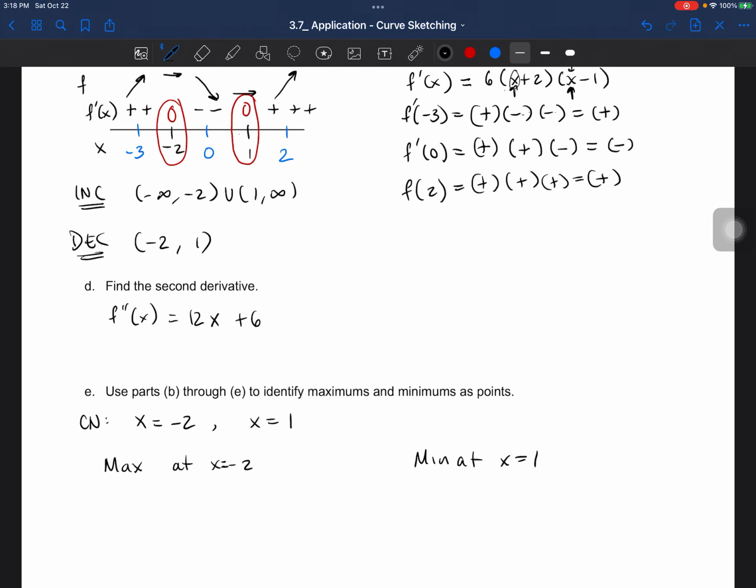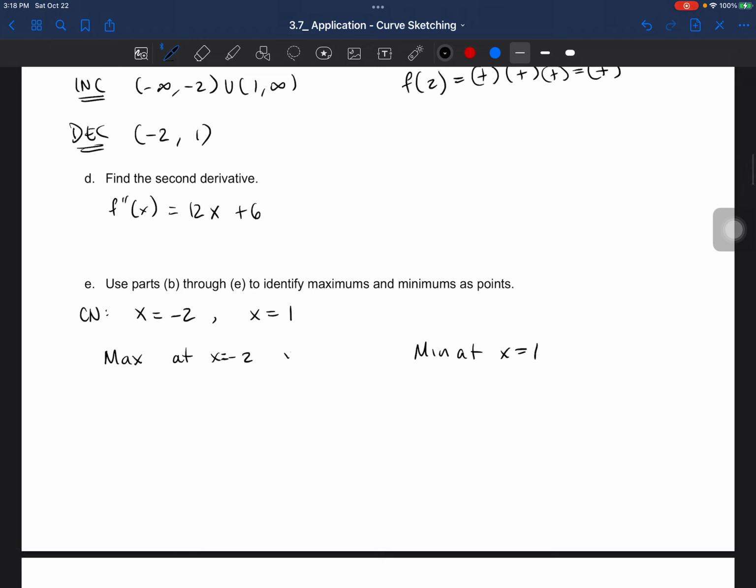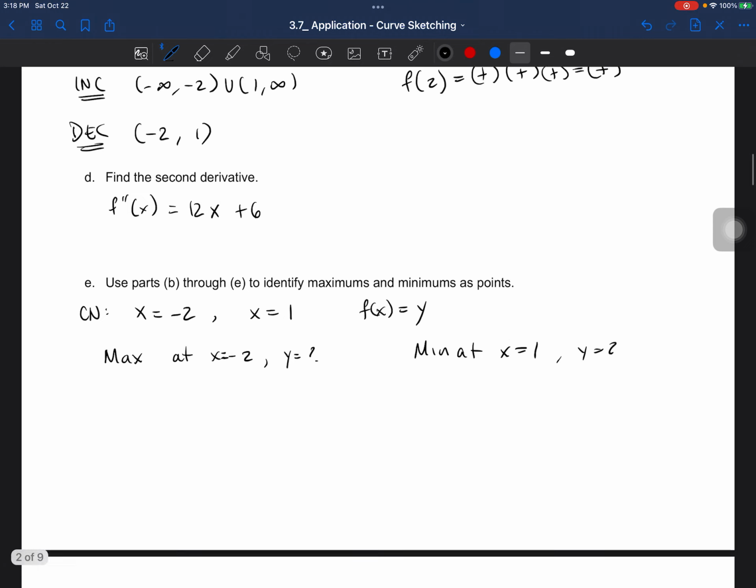x equals 1 at x equals 1. Now we've got to be careful though, because they're asking us to find the maximum and minimum as points. So what we need to do is find the corresponding y value for each one. How do we do that?